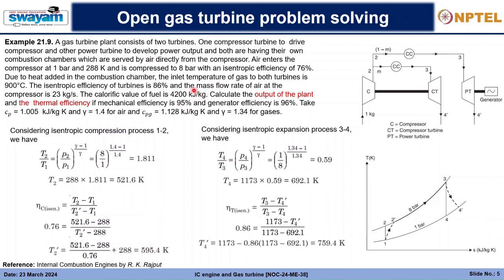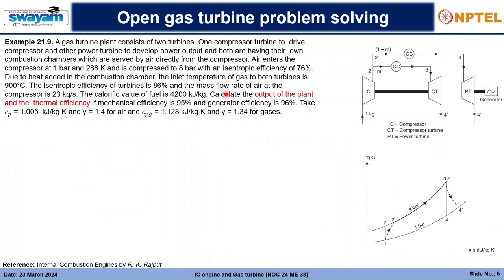We need to calculate the output of the plant and the thermal efficiency. So the plant output will be simply Cp into T3 minus T4 dash. And we'll have to use the mechanical and the generator efficiency as well. So let us see that. So 1 kg of air flowing through the compressor, that is.